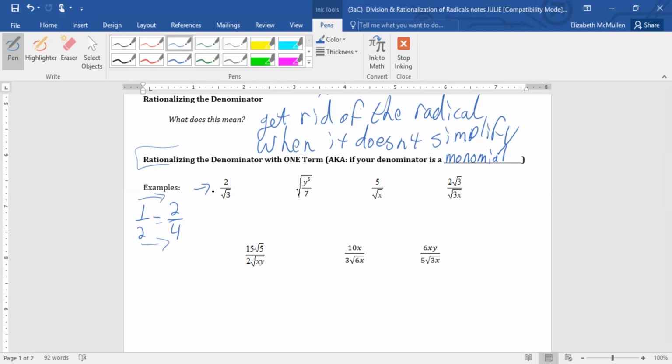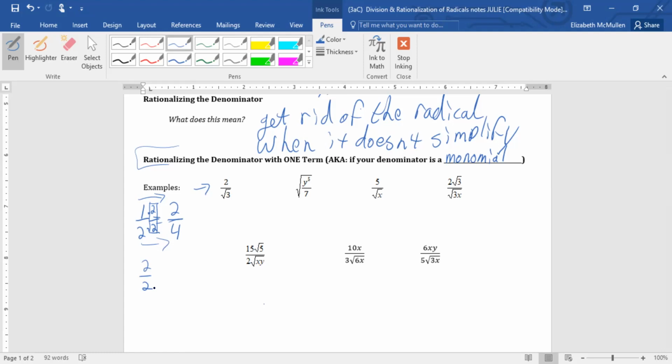Well, when we changed from 1/2 to 2/4, we multiplied both the numerator and the denominator by the same number, right? So in this case, I multiplied both the numerator and the denominator by 2, okay? In essence, I multiplied the entire fraction times something that's equivalent to 1, right? 2 over 2 equals 1, just like 5 over 5 equals 1, a million over a million equals 1. I'm going to do the same thing here with my fraction with the radical on the bottom, all right?